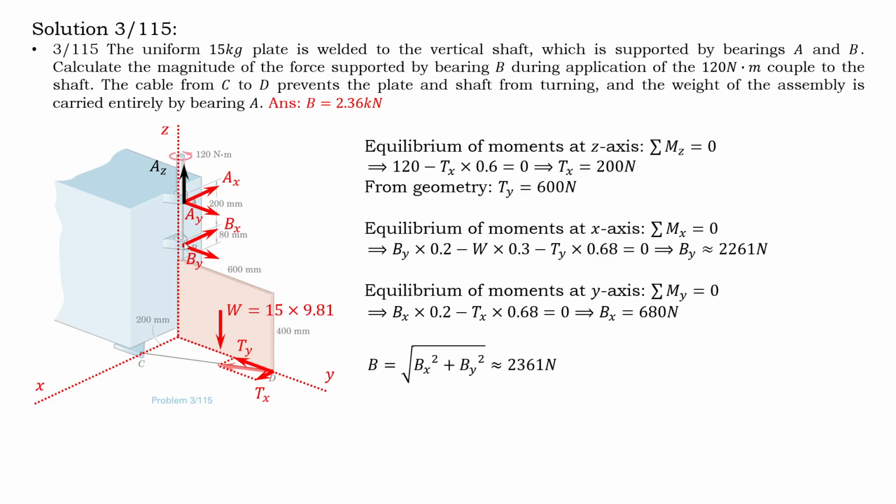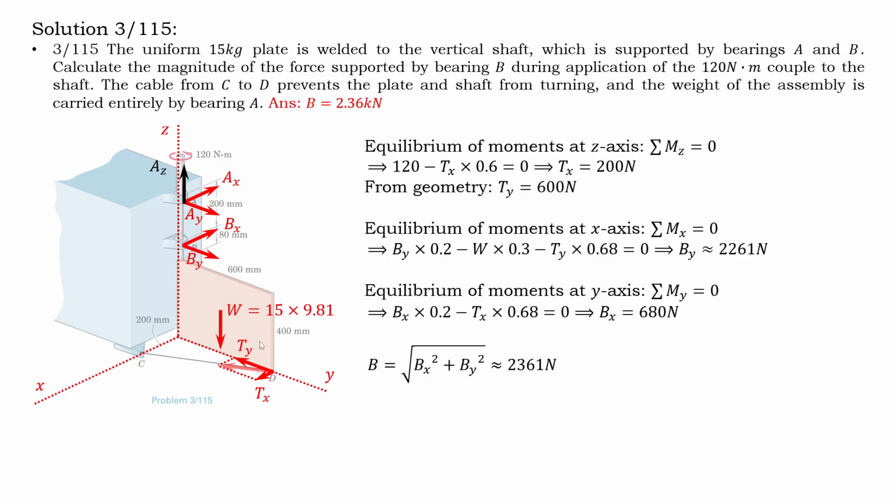So calculate the magnitude of the force supported by bearing B during application of the 120 Newton meter. So it means that this one is a couple. We have a 120 Newton meter couple here at this axis. It is rotating this shaft. How? Maybe we just connect this shaft to a motor and it will rotate this shaft.